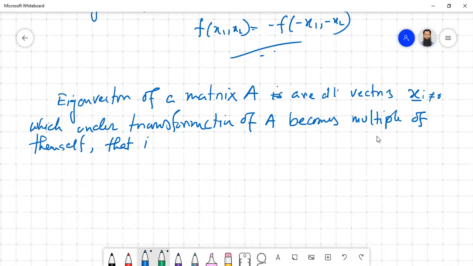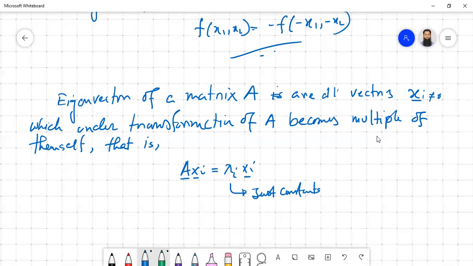Okay, so this is the definition. What it means is that if you have a matrix A, and if you have a vector xi, and you multiply those two, then it will have some constant value lambda times xi. Here lambda is just a constant. If this equation is followed, then we can call that xi is the eigenvector of the matrix A.